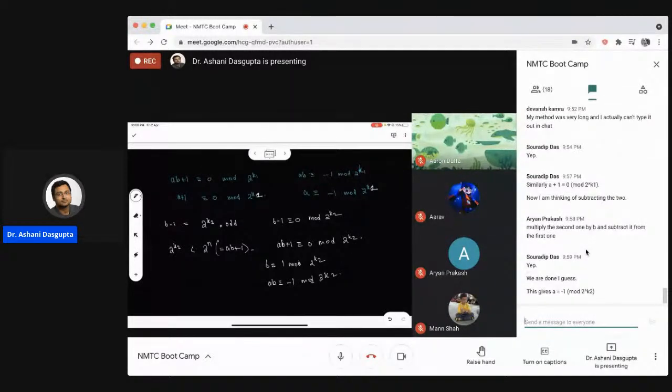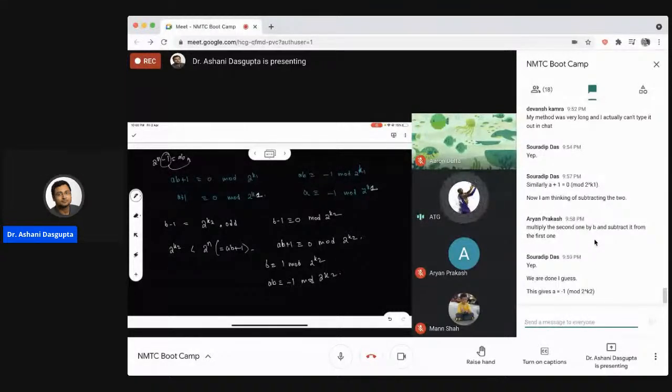So shouldn't ab plus 1 be equal to 2 to the power n? Sorry? So shouldn't ab plus 1 equal 2 to the power n? Ab plus 1 is 2 to the power n. Yeah. Why? Because 2 to the power n minus 1 is ab, right? I just took the plus 1 to the right hand side.